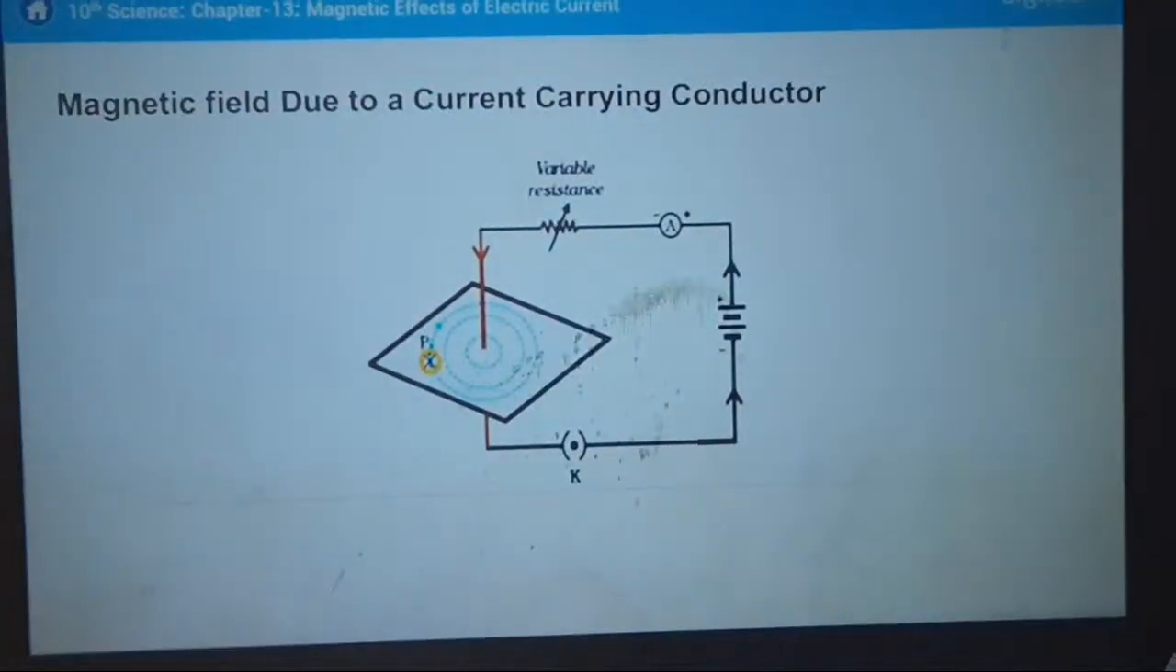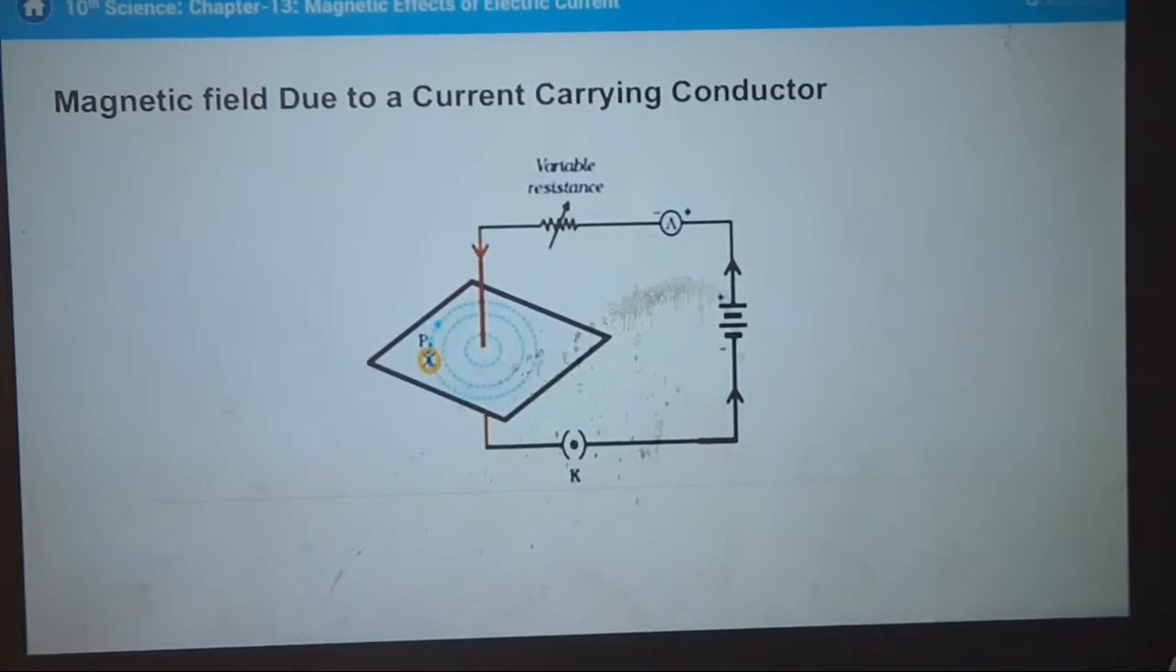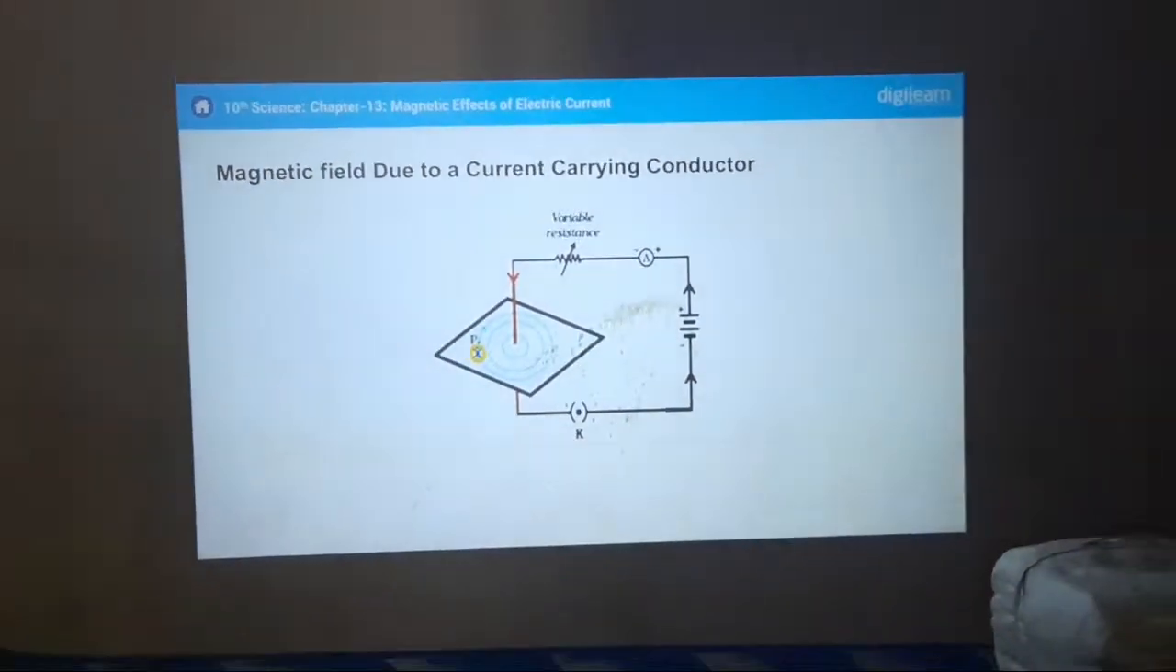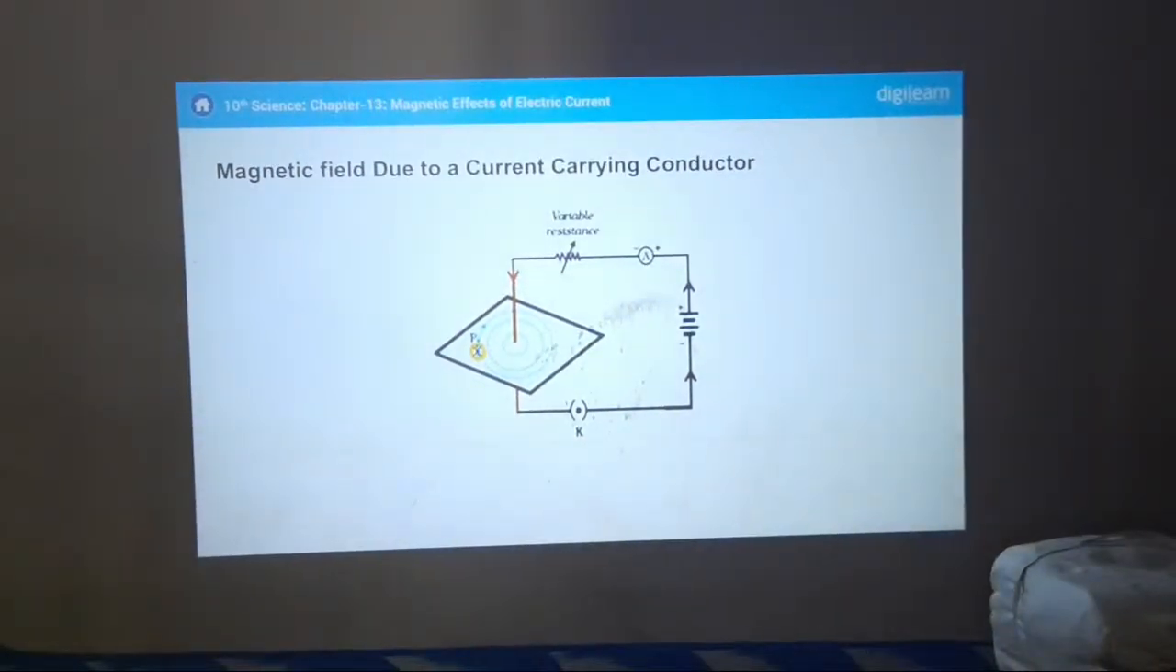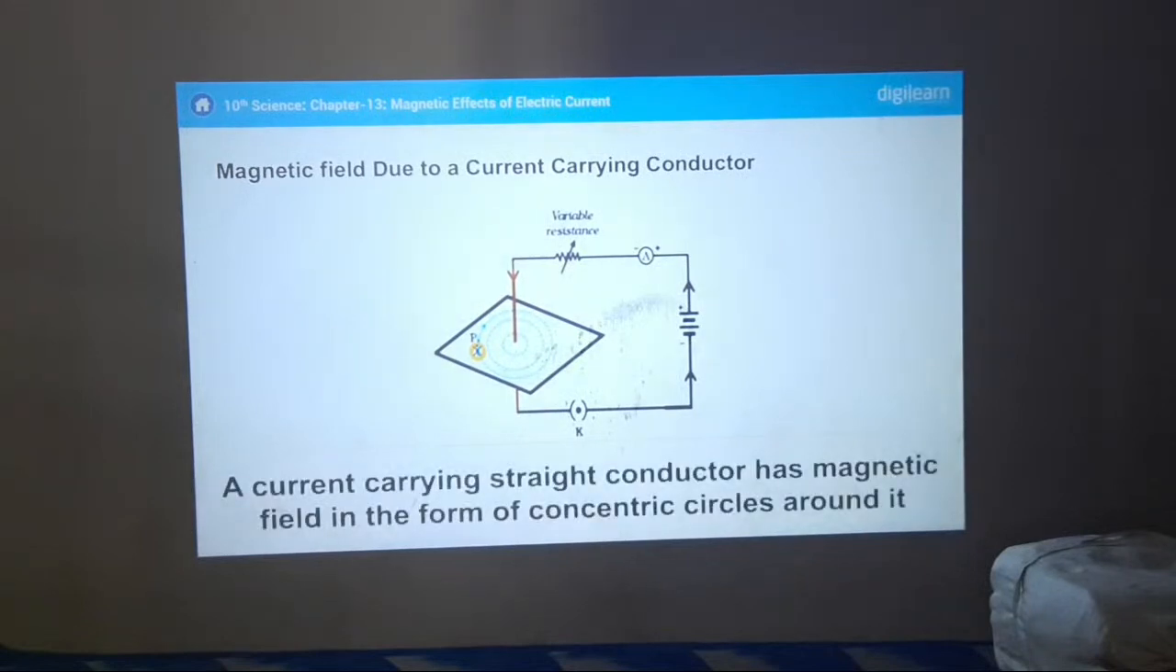Magnetic field due to current carrying conductor. Magnetic field due to current through a straight conductor. A current carrying straight conductor has magnetic field in the form of concentric circles around it. Magnetic field of current carrying straight conductor can be shown by magnetic field lines.